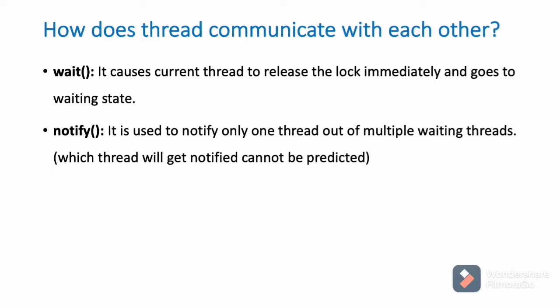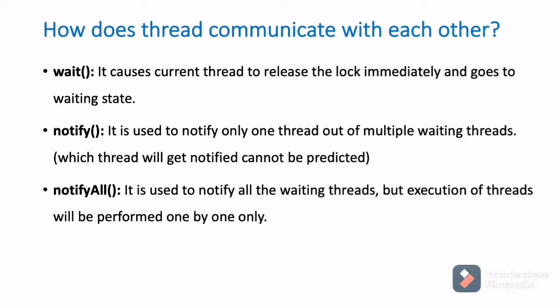Then notify. This method is used to notify only one thread out of multiple waiting threads. There may be many waiting threads. In that case, if you call notify, only one thread will get notified and be executed. But which thread will get notified, we cannot predict. Then notifyAll. It is used to notify all the waiting threads, but execution of the threads will happen only one by one.